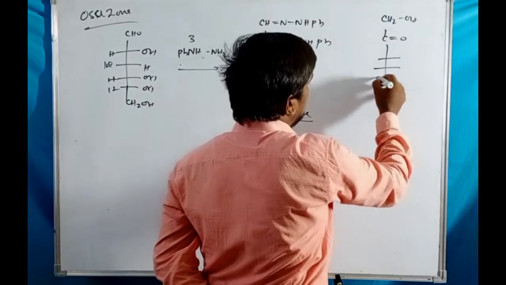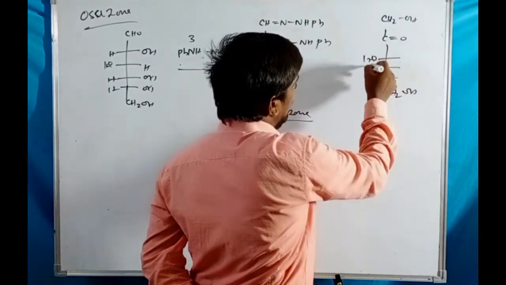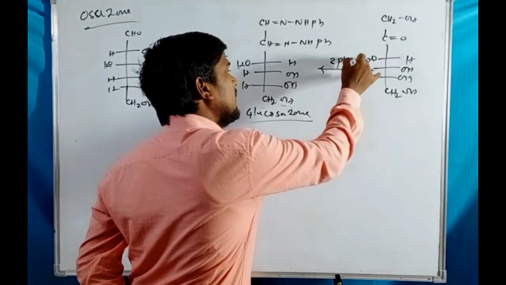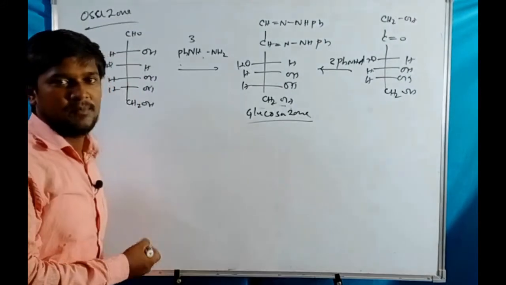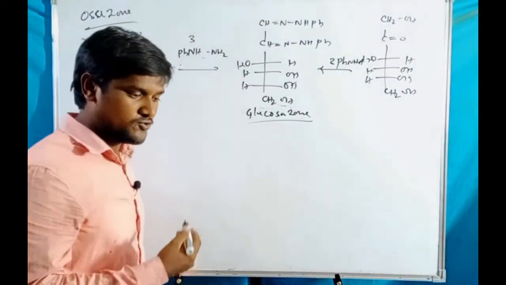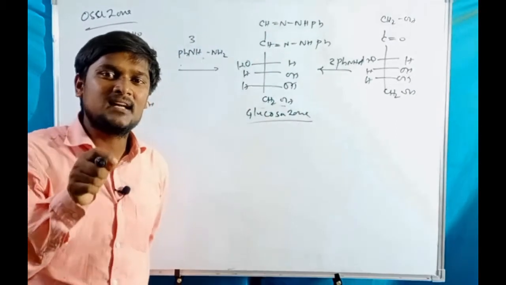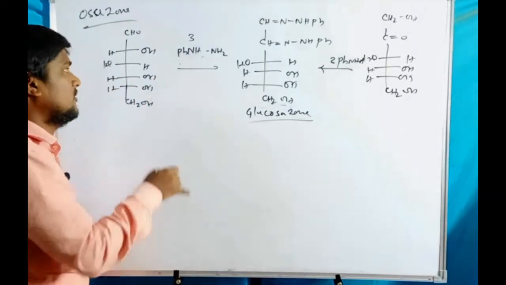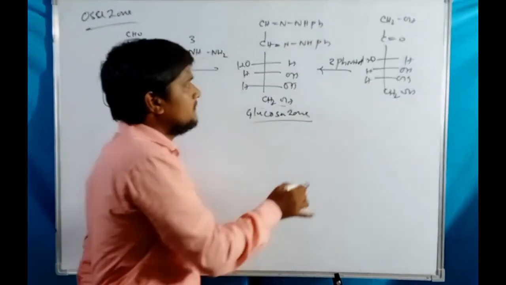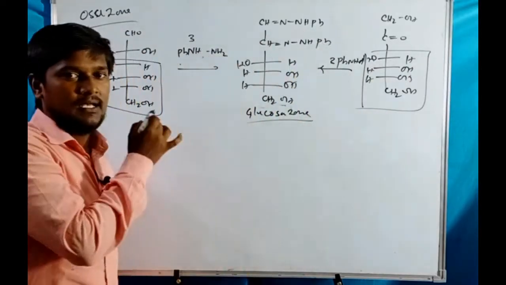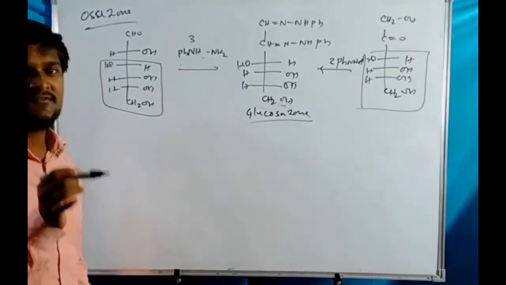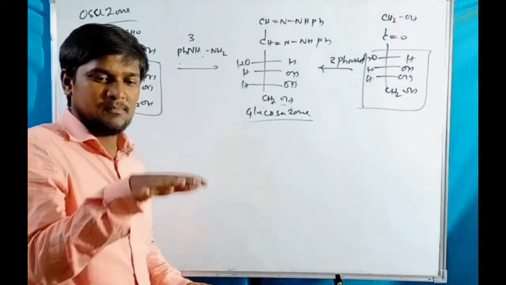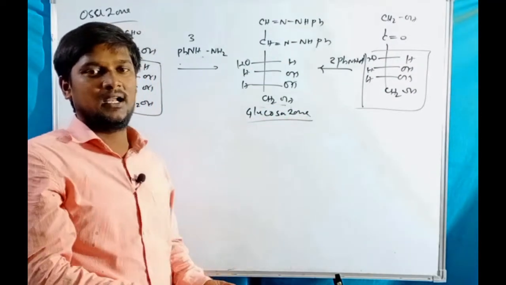Not only glucose, even fructose can give the same type of product: CH2OH and C double bond O, CH2OH, OH, H, H, OH, OH, H. For fructose, the same 3 moles of phenylhydrazine will produce the same glucosazone derivative. So this test confirms that glucose and fructose have the bottom 4 carbons as a similar structure. The bottom 4 parts of glucose and fructose are the same, so the osazone derivative test confirms it.